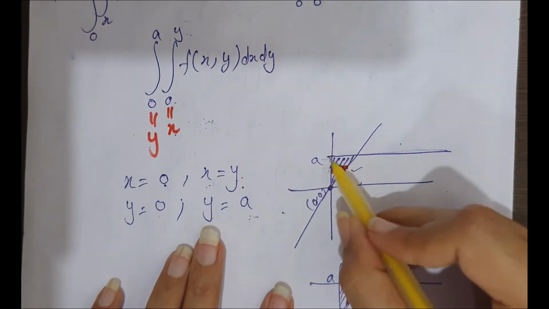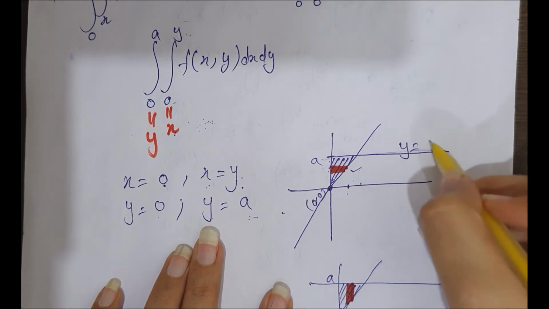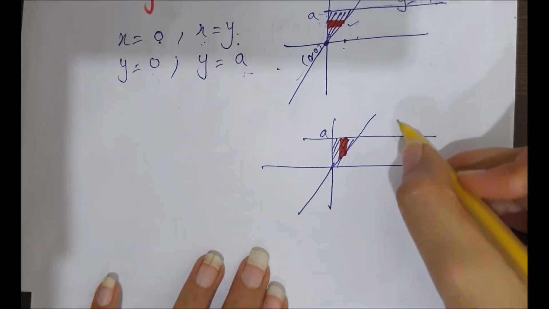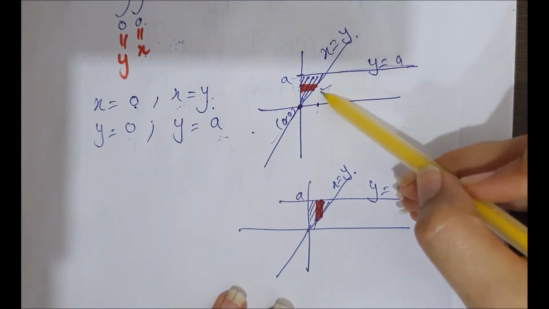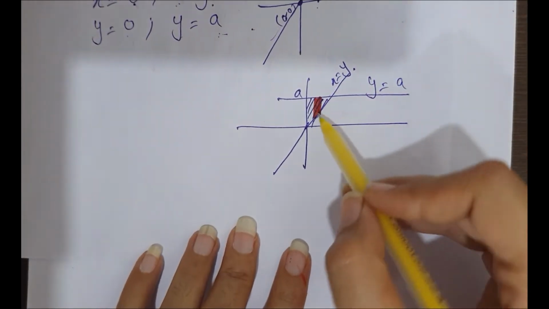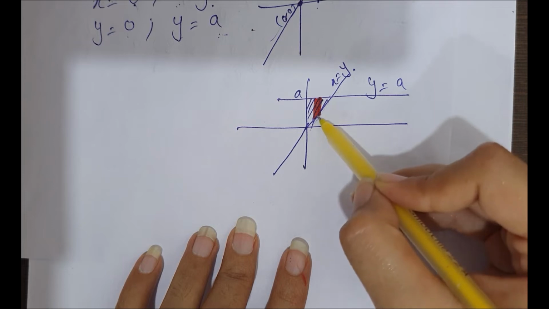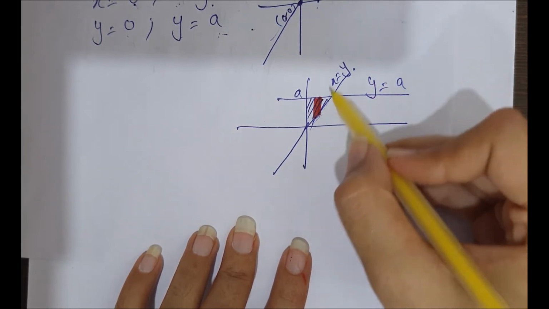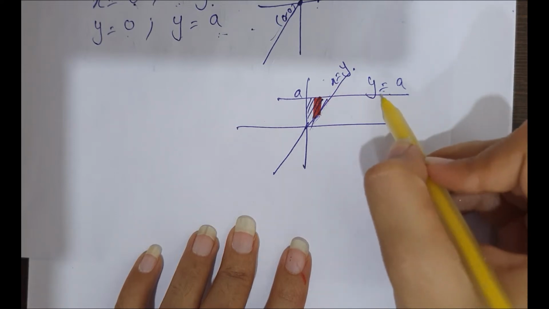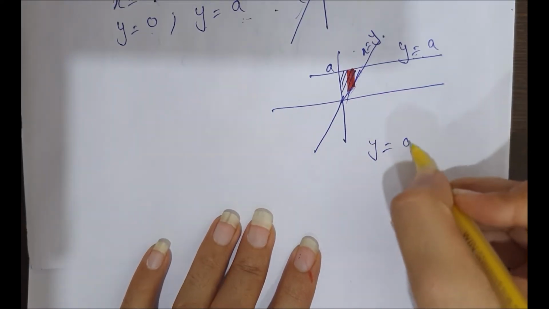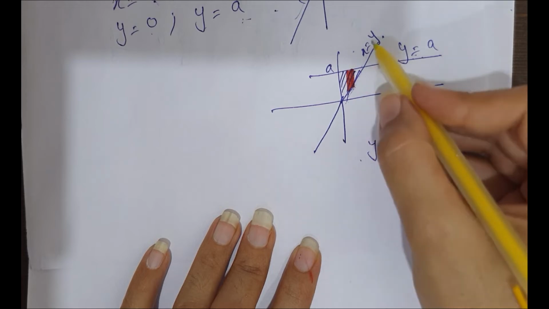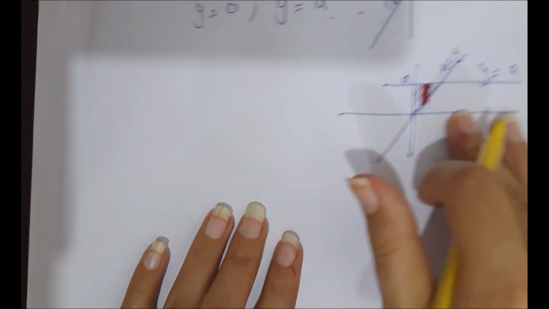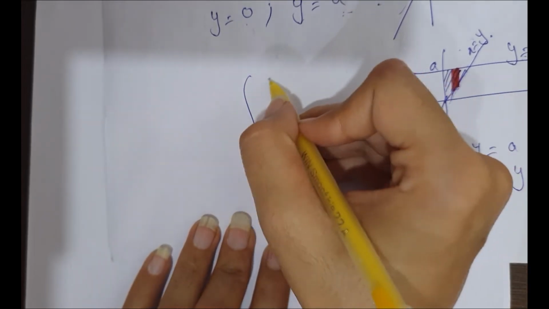Firstly, write its equation. The equation of this line is y is equal to a. This line is x is equal to y. Write it here also. Now we have changed the horizontal strip to a vertical strip. Now this is a vertical strip. It means that y will be variable. If y will be variable, then from these equations we can find the value of y. From this equation y comes out to be y is equal to a, and from this equation x is equal to y. So write it down.